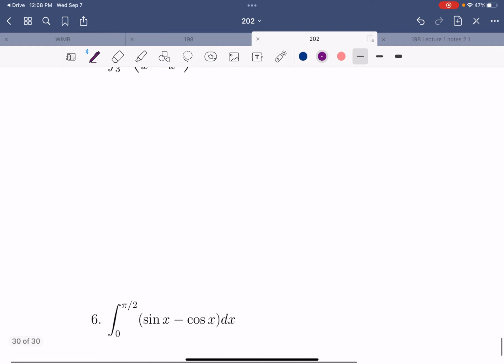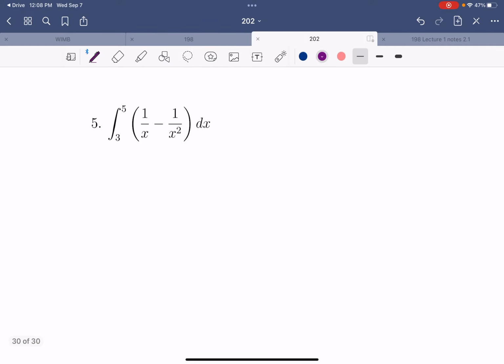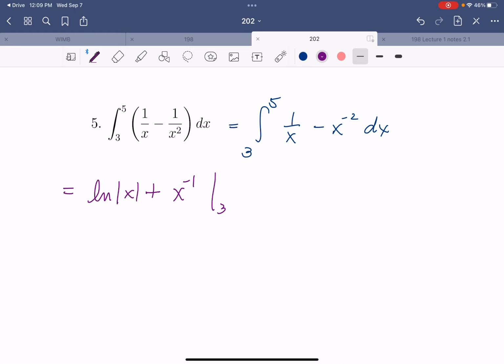For number 5, it's going to be similar. So I'm going to rewrite this. I'm leaving it as 1 over x because 1 over x is special. And then minus x to the negative 2 dx. When I go to find my antiderivative, that becomes the natural log of the absolute value of x minus, increase the power by 1, that's x to the negative 1, and divide by negative 1, so that will become positive. And we've got to evaluate that from 3 to 5.